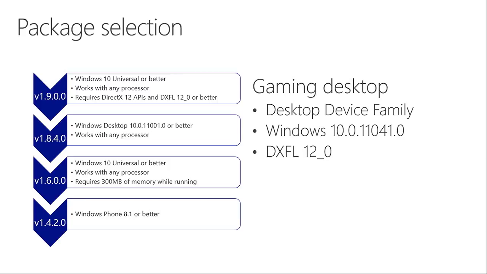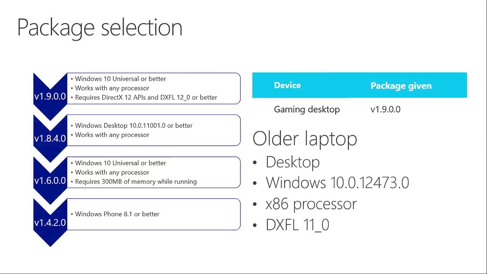Right. So you can see here, it's going to go to the first one. The store's going to say, oh, well, actually, let's have a look. They actually all match apart from the bottom one. So it can't go on a Windows phone. So it will choose the most recent of the ones that match. Yeah, the 1.9. So you can see here it's got gaming desktop 1.9. Okay. Now let's look at an older laptop.